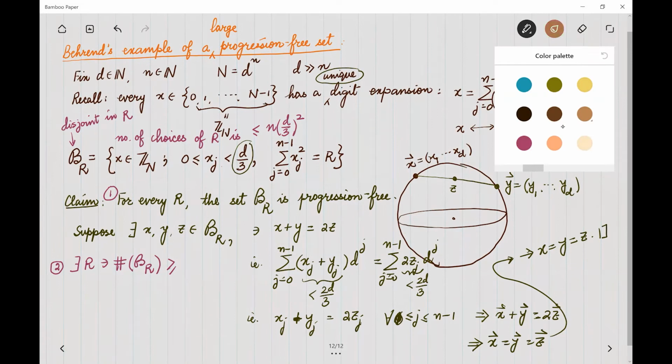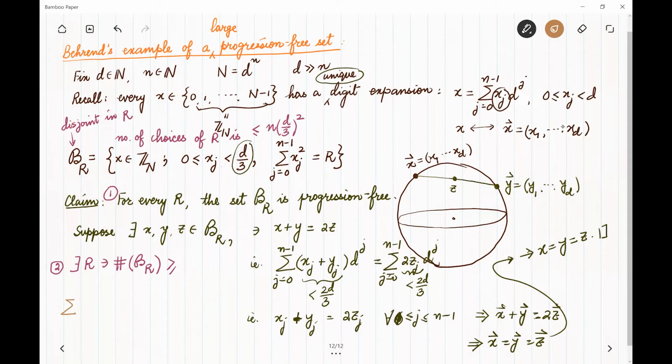So let's make that statement next. So if we sum over all these capital R's from 0 to n times d over 3 square, what do we get? We get all the x's in Z mod n whose digits go up to d over 3. Okay, and this we can count. This is exactly d over 3 raised to the power of n.